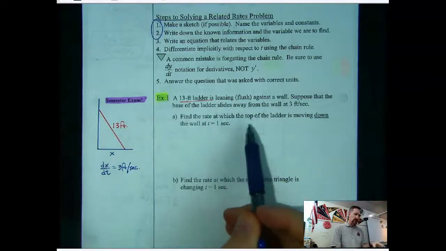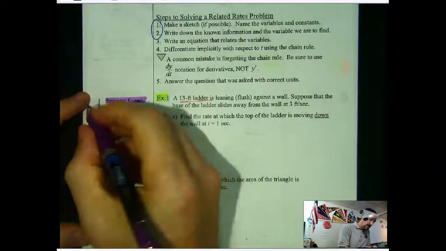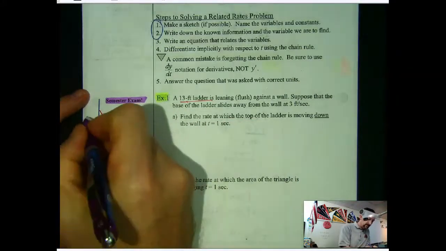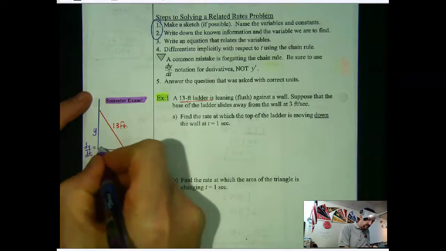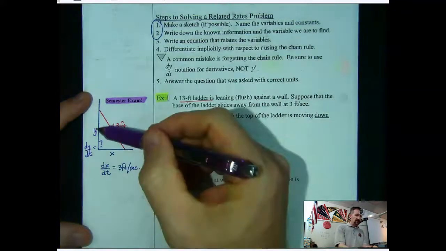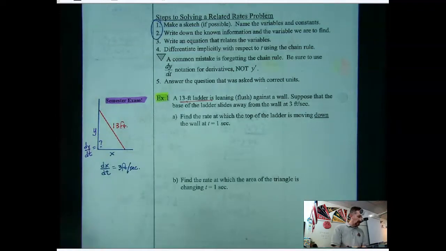Find the rate at which the top of the ladder is moving down the wall. So if we let this be y, they're asking us about dy dt. I didn't leave myself a lot of room over here. So dy dt equals question mark. That's what we're trying to find. How fast is this moving compared to how fast that is moving?